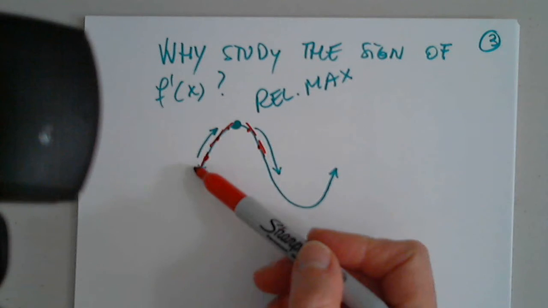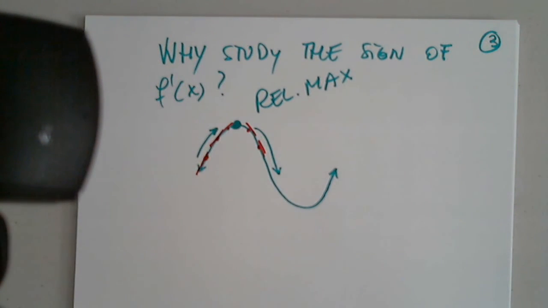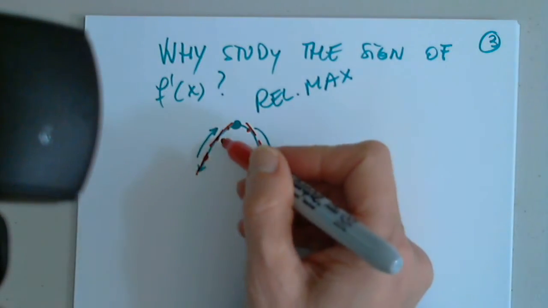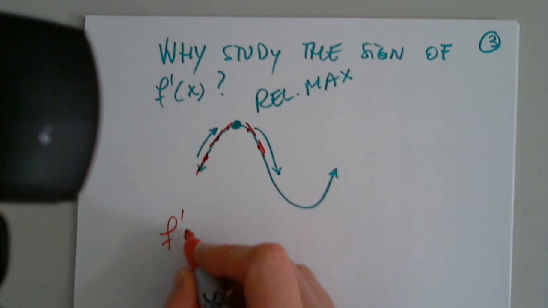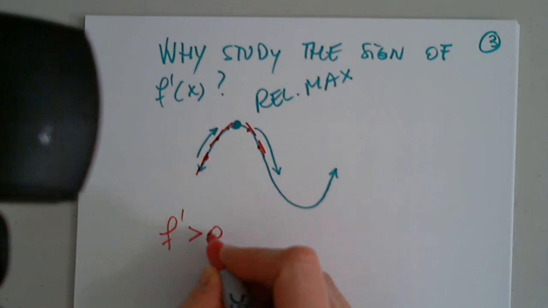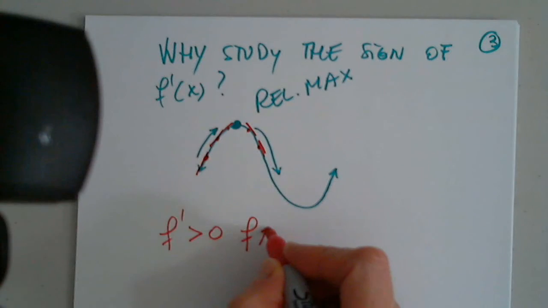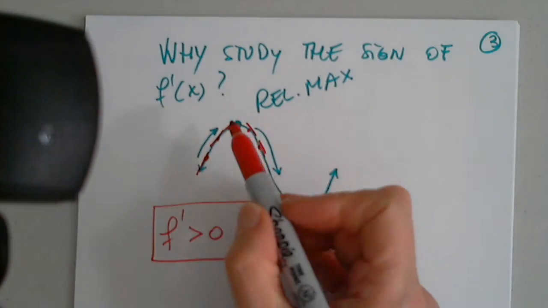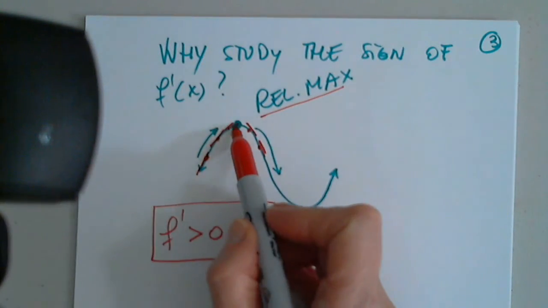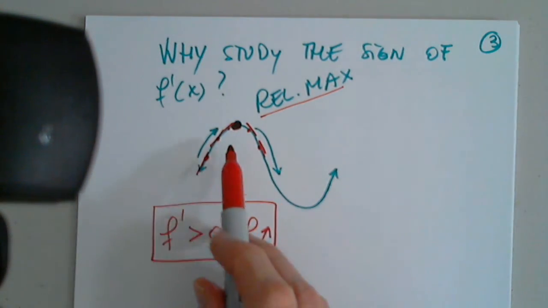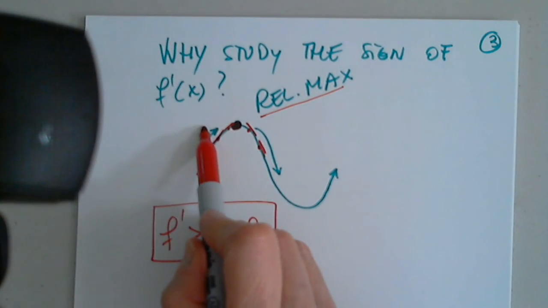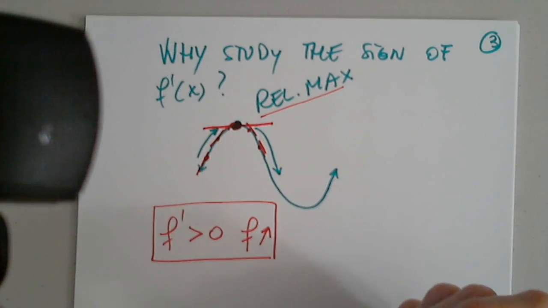So when the function is increasing, what can you say about the first derivative? Positive. Yes. So when f prime is greater than 0, the function is increasing. What happens here at the relative max? Can anyone give us the slope of the tangent line at the relative max? Yeah, it's going to be 0. Very good.